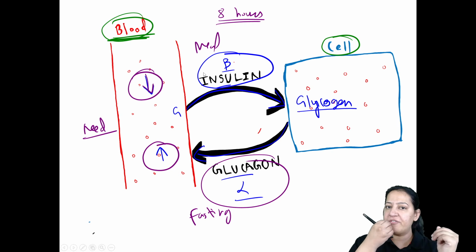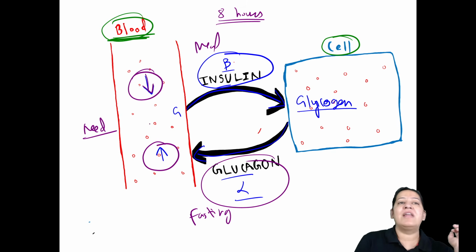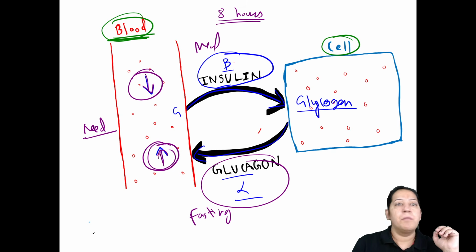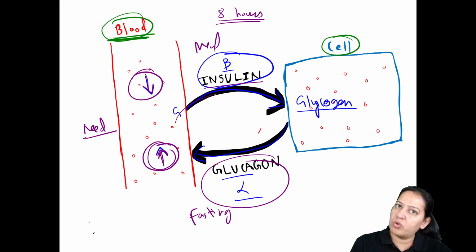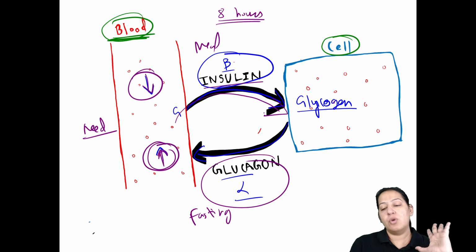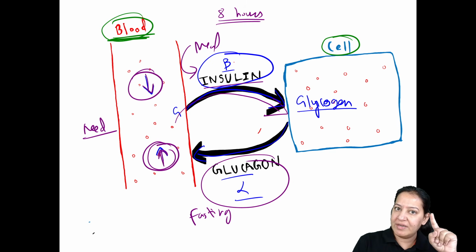So immediately after a meal, my blood glucose level increases tremendously. The body does not want hyperglycemia either. So at that time, insulin comes into play and shifts all the glucose present in the blood into the cell. So during a meal, insulin is secreted. During the fasting state, glucagon is secreted.